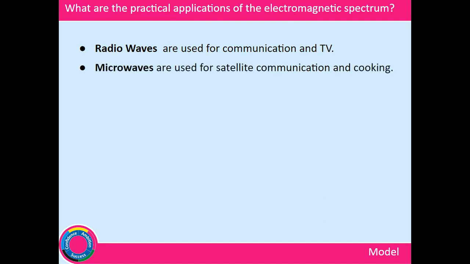Microwaves: most of us use them for cooking our food, if you've got a microwave in your kitchen. The other way that most of us use microwaves is for satellite communication. That could be your mobile phone, or your satellite television. If you've got Sky or BT, you've got a satellite dish on the side of your house, and therefore you'll be using microwaves to get communication.